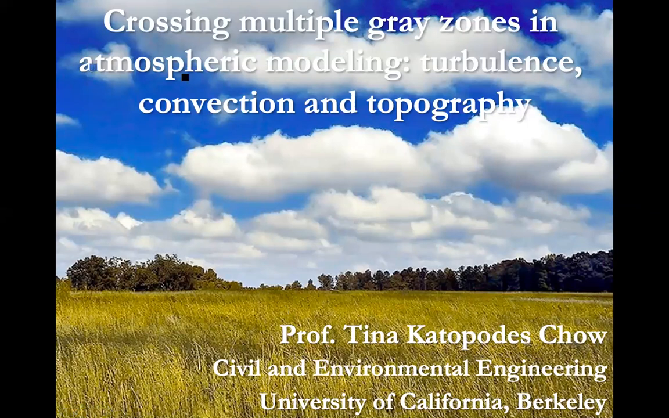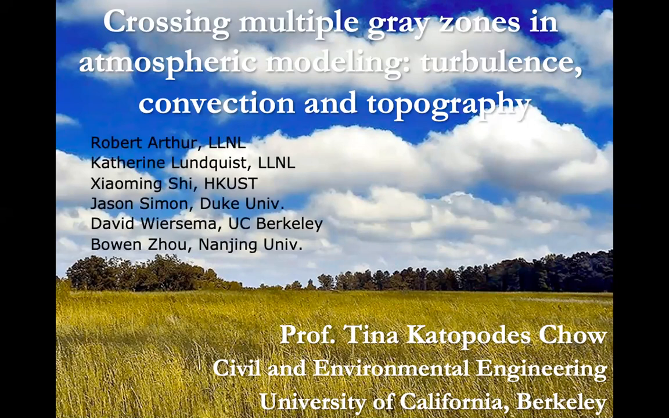I'm really excited to be here today to tell you about some of the work we've been doing about crossing multiple gray zones in atmospheric modeling. I'm going to touch on several different examples, covering turbulence, convection, and topography, some in more detail than others. The work I'm showing today has been done by several current and former postdocs and students: Bobby Arthur, Katie Lundquist, Xiaoming Shi, Jason Simon, David Wiersma, and Bowen Zhou.